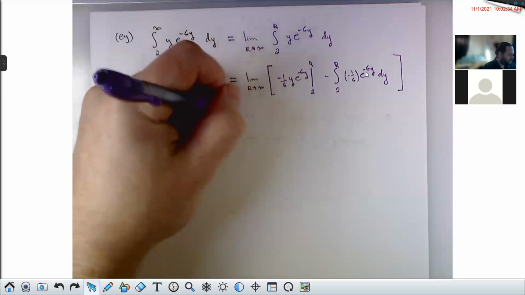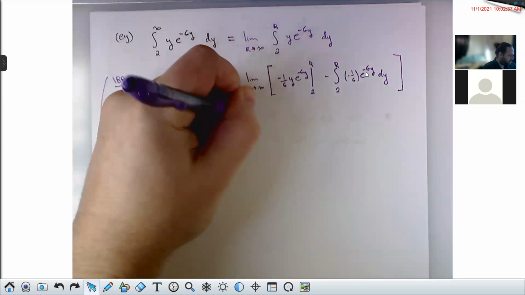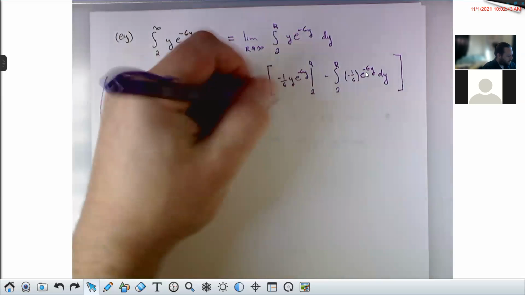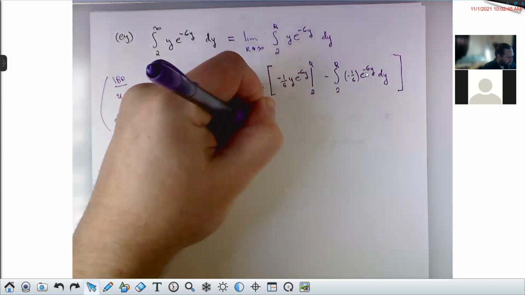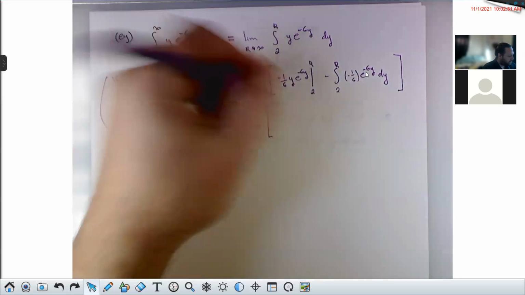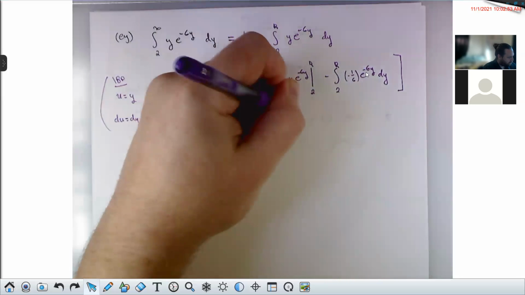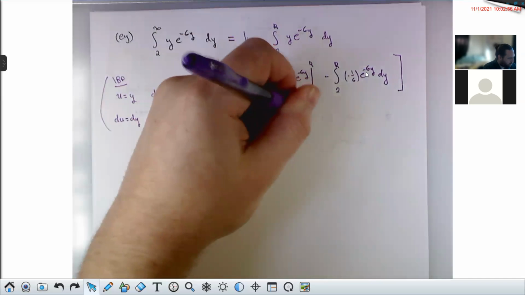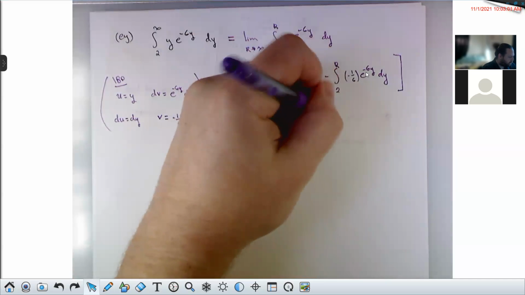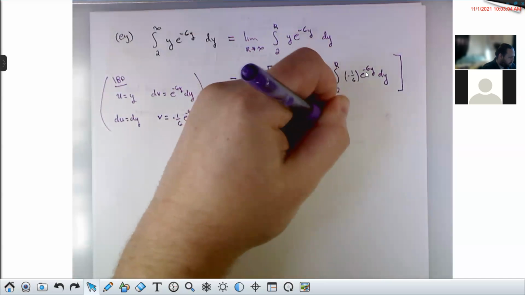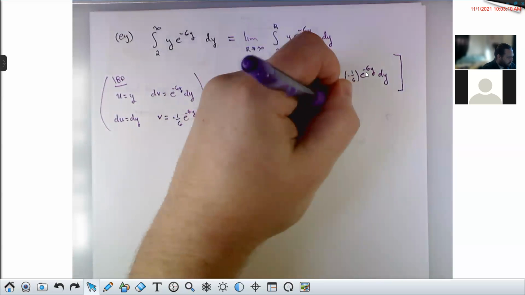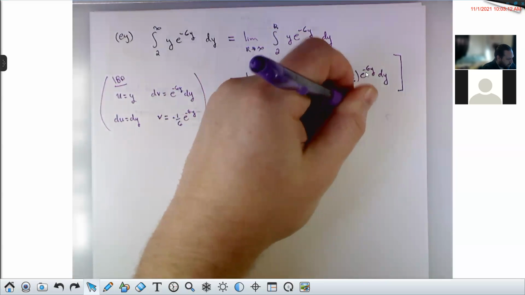So now I have lim r to infinity. When I plug in the r here, well, maybe I'll save the evaluation for now. Save some space. I'll evaluate to r. And then the 1/6 is going to pop out. The negative will make this positive. 1/6 integral 2 to r e to the negative 6y dy.